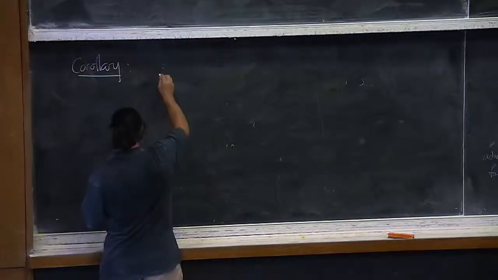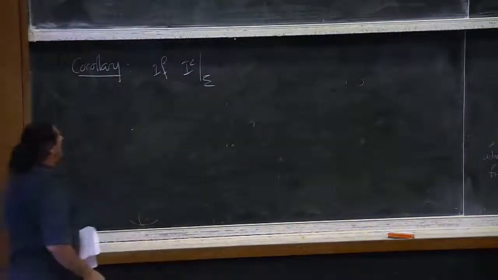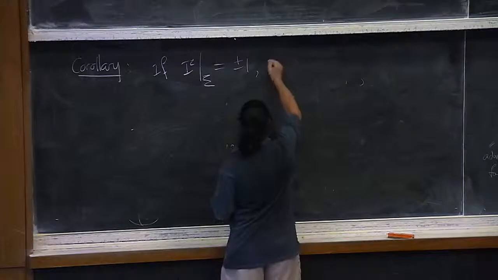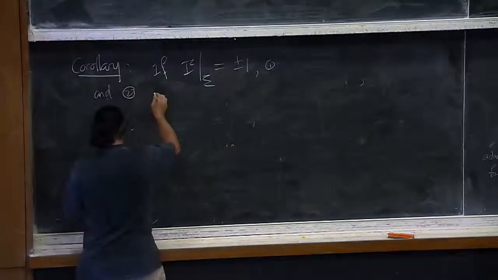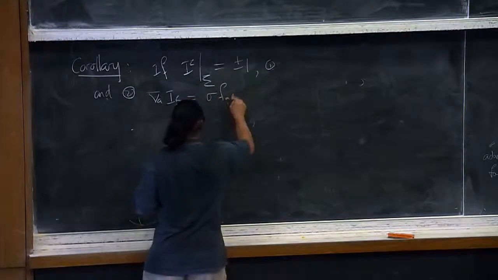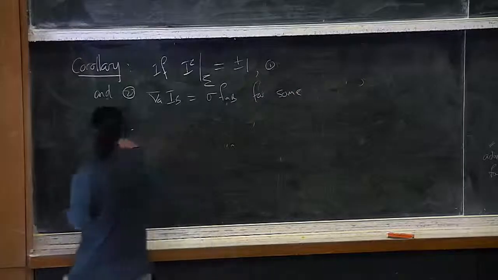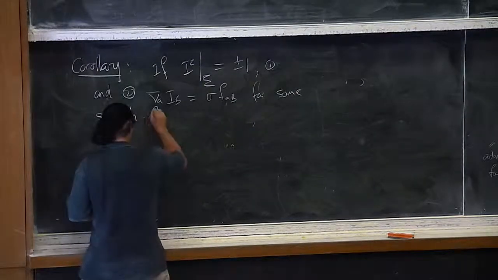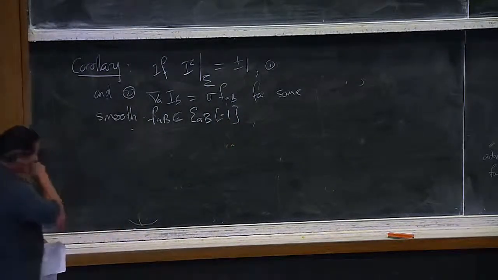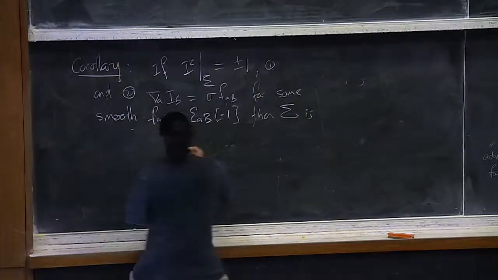Okay, so let me write something down first. So if I squared along sigma is equal to plus or minus 1, and so let's say that's 1, and 2, we have that grad_A I_B is equal to sigma F_AB for some suitable smooth object there. So we want that to have weight minus one, so it's a tensor tractor object. Then sigma is totally umbilic.